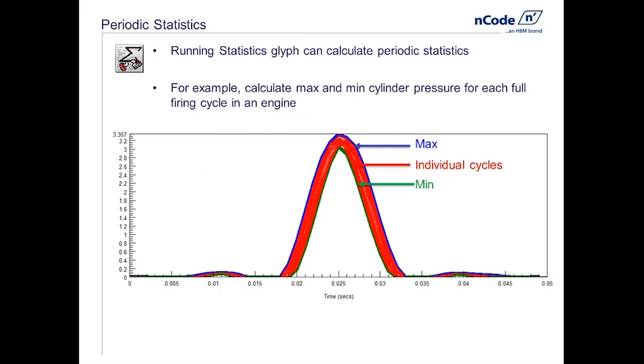Also, along with these calculations, if we're looking at something varying periodically, as we do here, we can look at statistically enveloping the upper and lower bounds of this trace. This can give us an idea of when something cycles periodically, how much variability is there.